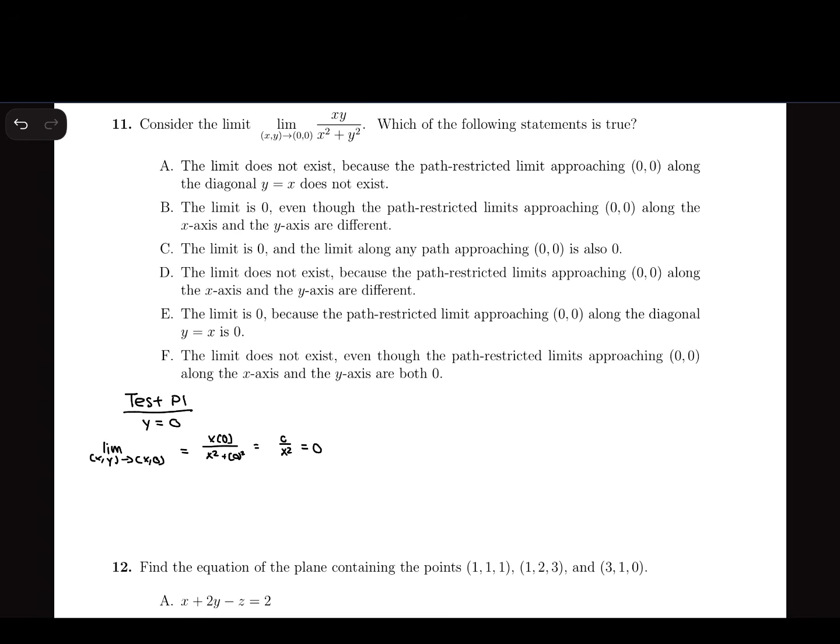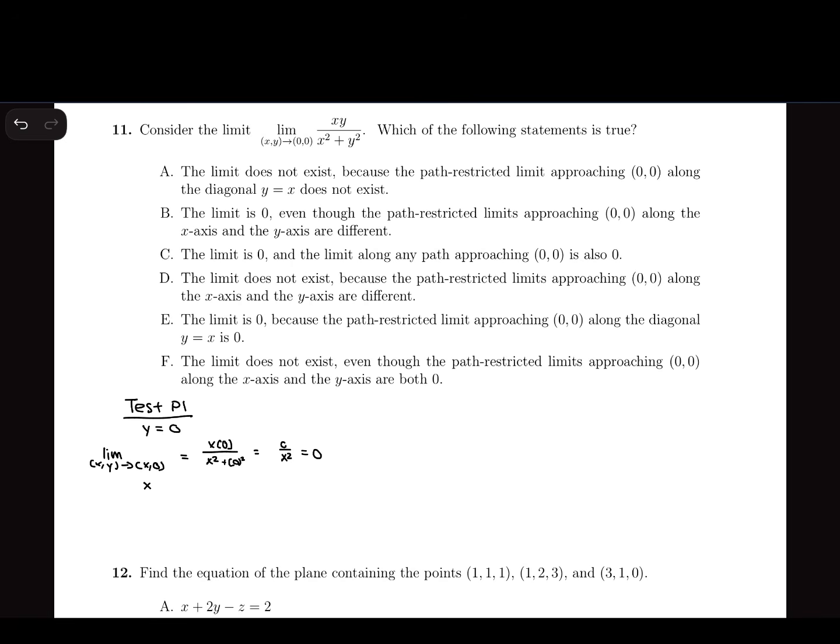Okay. What if we did x equals 0 in this case? So the limit as x and y approaches 0, y, you just get 0 times y over 0 squared plus y squared, which just gets you 0 over y squared, which is also 0. Okay, so far so good. Both axes say the answer is 0.